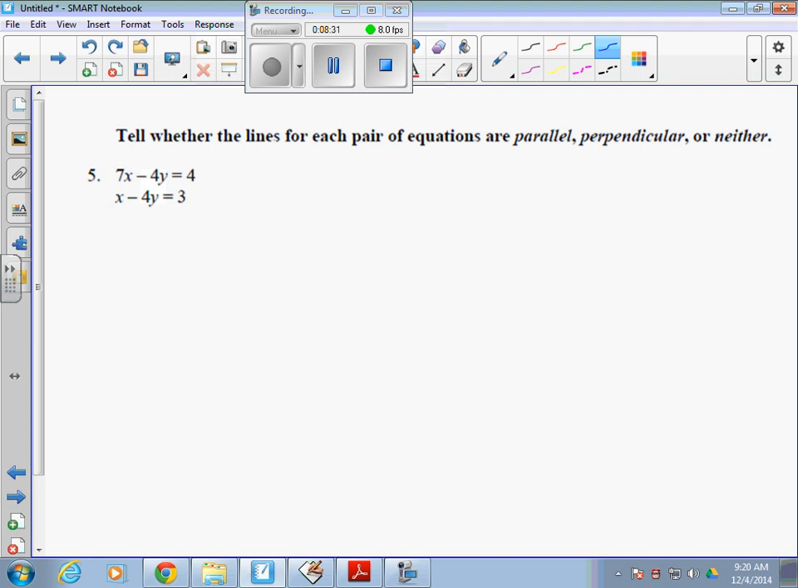Number 5 says tell whether they are parallel, perpendicular, or neither one. Remember, parallel will have the same slopes. Perpendicular slopes will be the negative reciprocal. Remember, that's just a fancy phrase that means change it and flip it. Neither one is if either one of those situations doesn't happen, there'll be neither one.